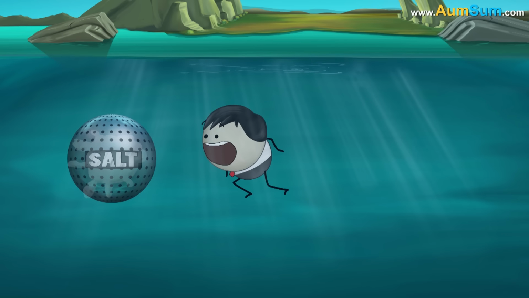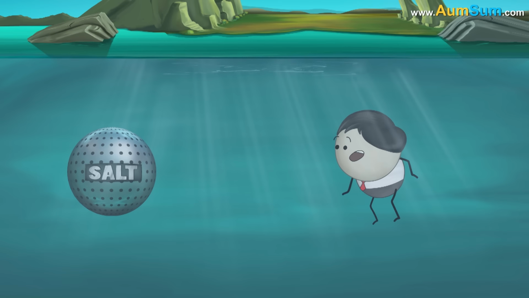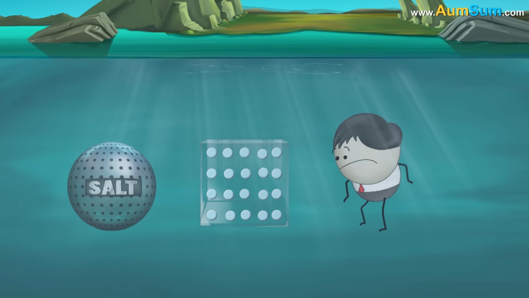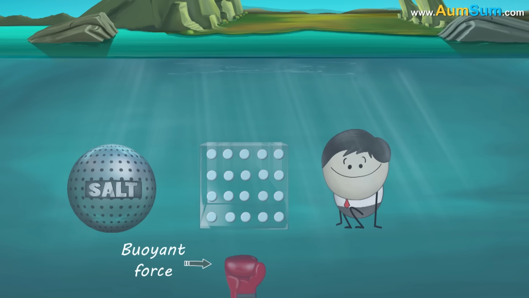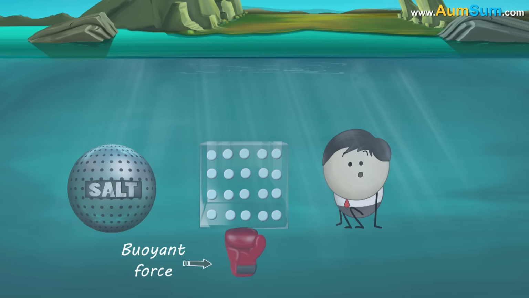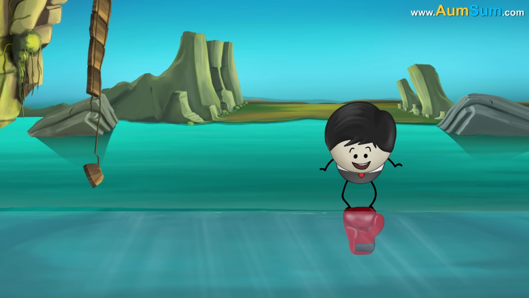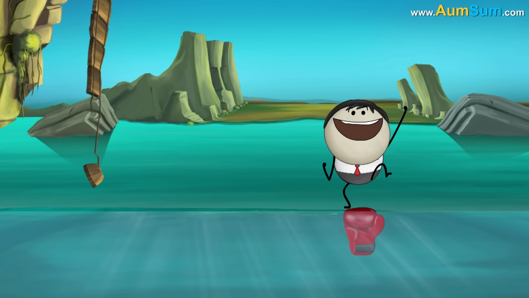Dead Sea has a huge amount of salt dissolved in it as compared to any other sea or ocean. The presence of this salt increases density of water present in the Dead Sea. Higher density leads to greater buoyant force. As the Dead Sea has very high density, it exerts enough amount of buoyant force to make us float on it. So, if we can float on the Dead Sea, we are definitely not going to drown in it.